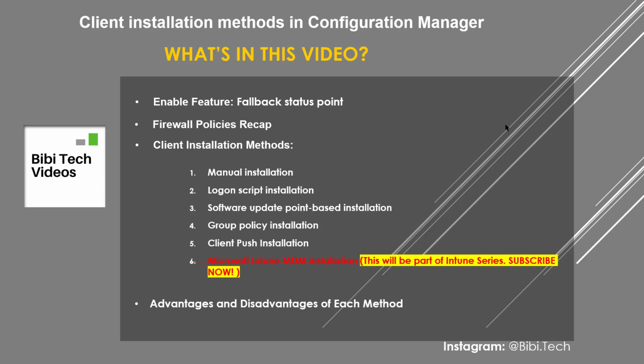Basically, there are several different methods to install the client. The ones you are seeing on the screen, I'm mentioning 6. There are actually more than 6, but I will mainly focus on the 5 most important ones, and for each one I'm going to show you how to install and configure. First is manual installation, then logon script installation, software update point installation, group policy installation, and client push installation.